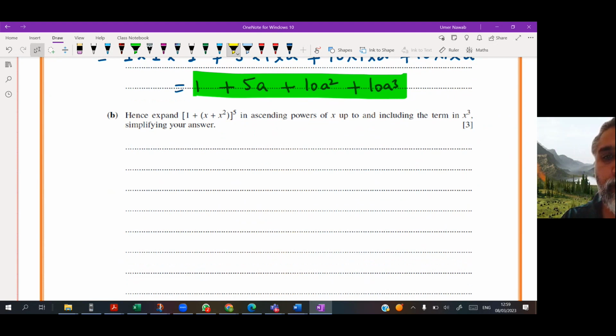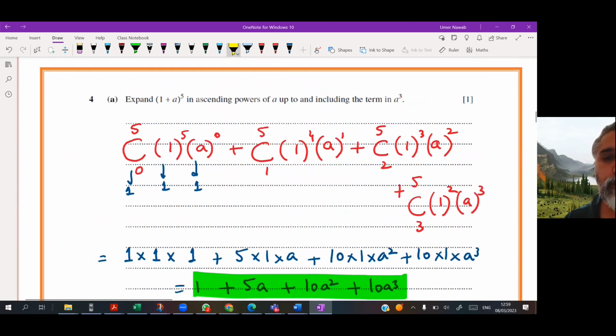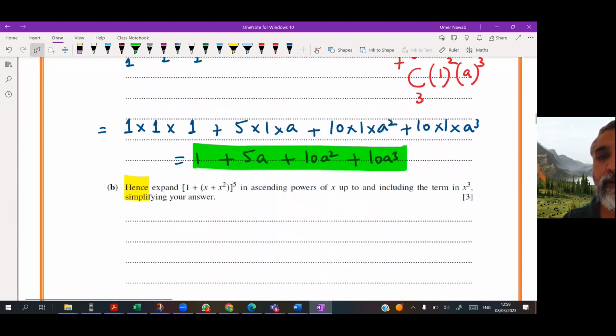Now, hence, we need to use the previous result. That was just 1 plus a. It looks like he has written x plus x squared in the place of a. Can you write this value here, here, and here, and then try to expand it? So substitute x plus x squared in the place of a.